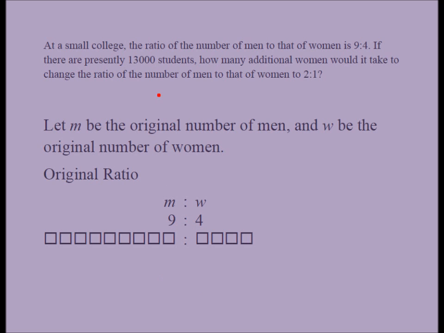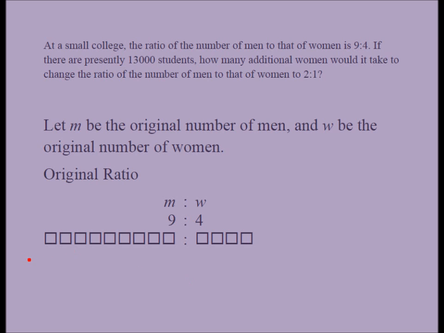So that tells me that out of all the students, if you divide all the students into 9 plus 4 or 13 equal groups, 9 groups will belong to the men and 4 groups will belong to the women. Another way to look at it, if you divide all the men and all the women into equal number of groups, 9 of those groups will be all men and 4 of those groups will be all women.